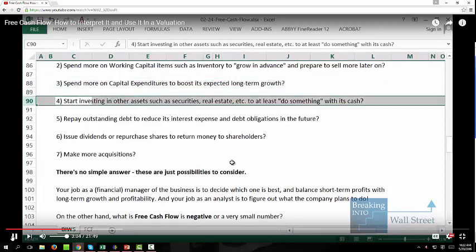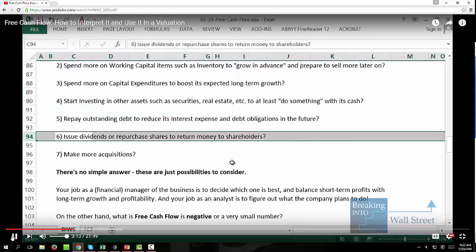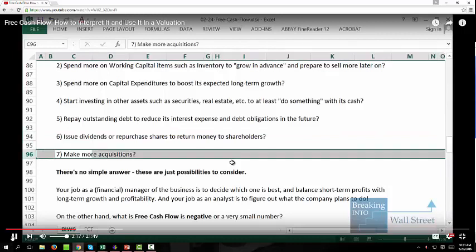Should it put money into securities or real estate or other types of investments like bonds to do something with its cash and earn interest? Should it repay outstanding debt? Should it issue dividends or repurchase shares to return money to the shareholders of the company? Or should it make more acquisitions? And there are other items. These are just some of the basic options that it has.